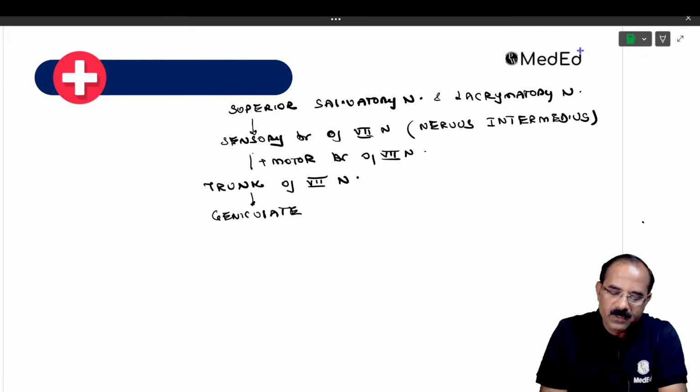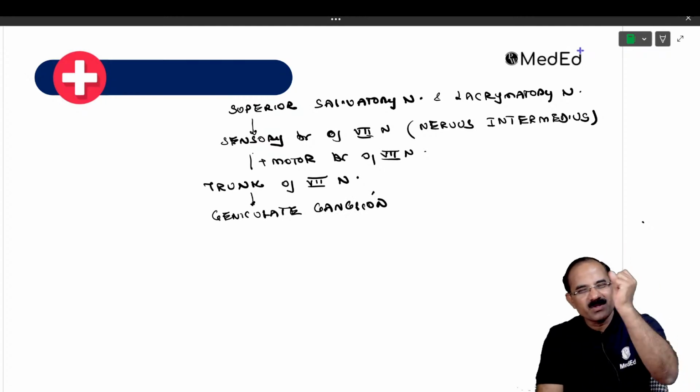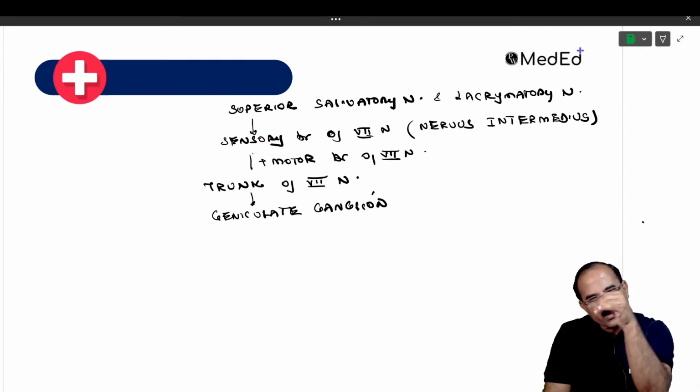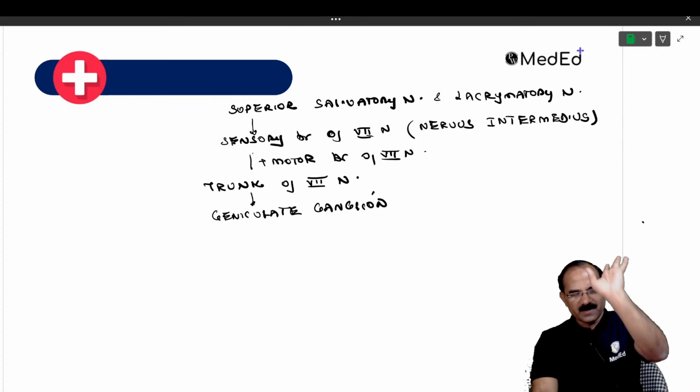But इसे हम लिखते हैं geniculate ganglion. This is a wrong name. This has got nothing to do with our ganglion. ये बस एक bend होता है facial nerve का. Bend is known as genu. So this is what we call as a geniculate ganglion. ठीक है?